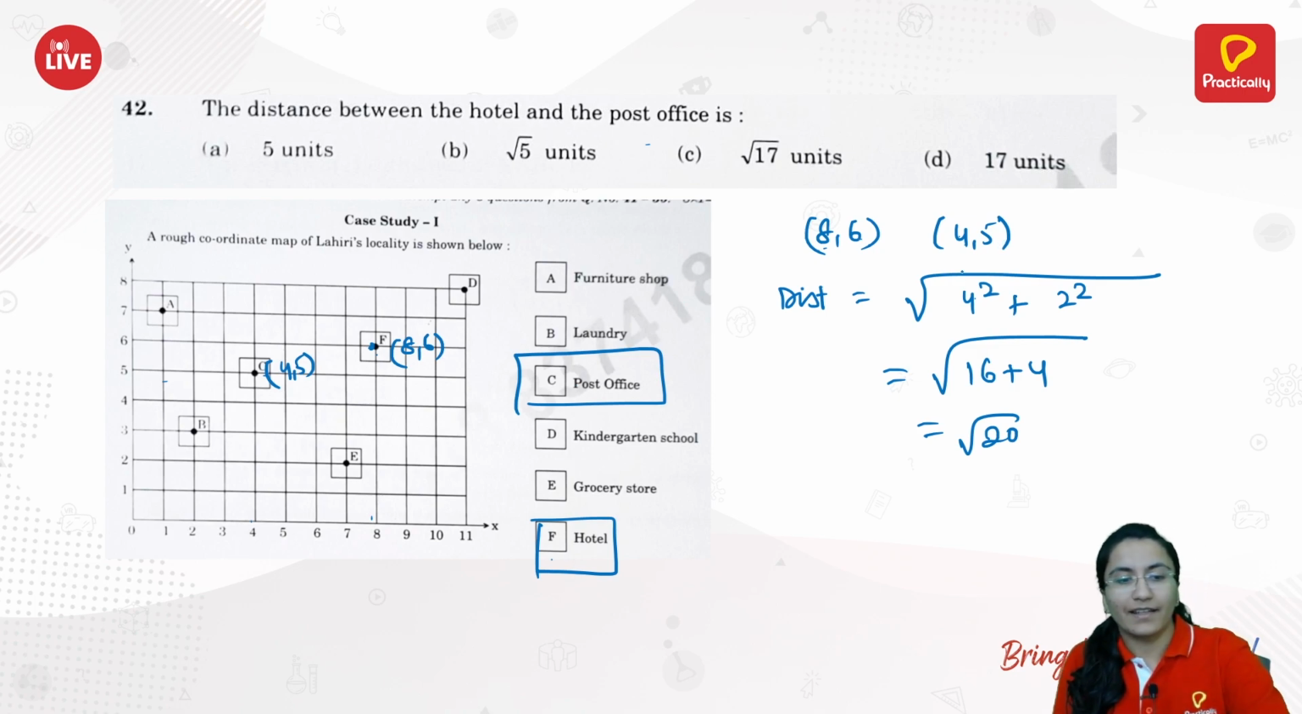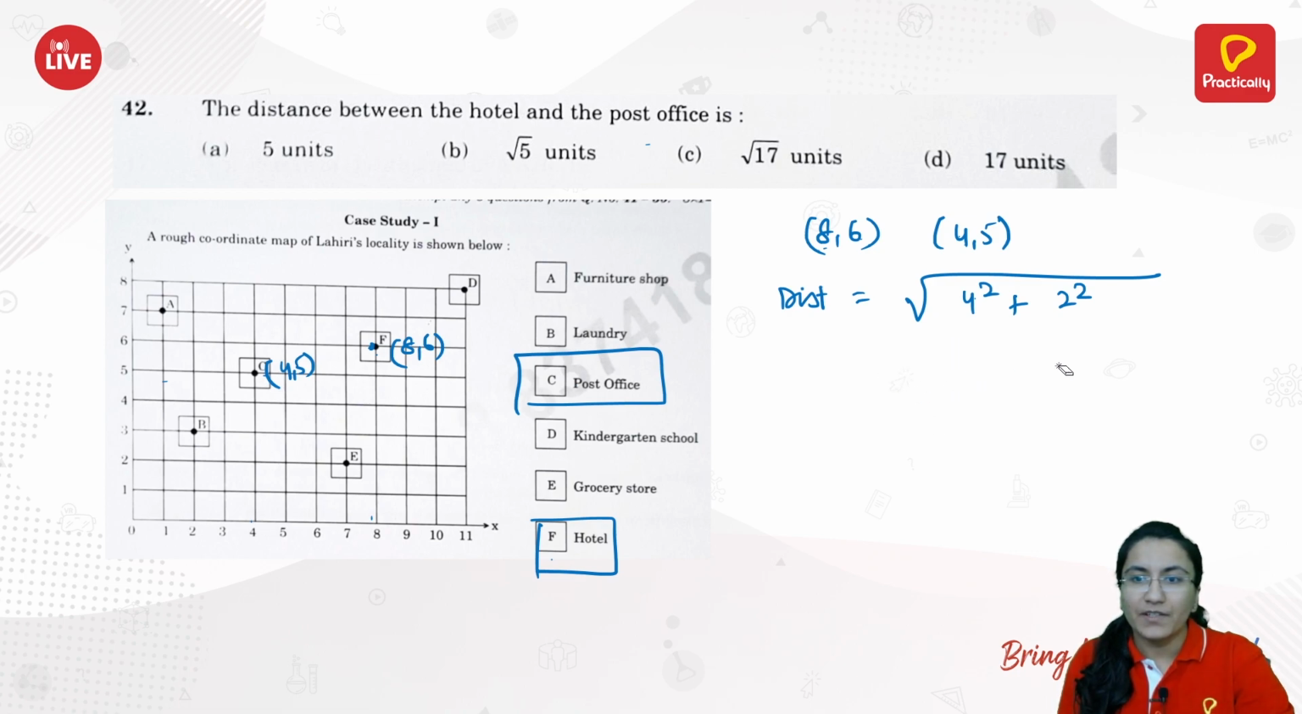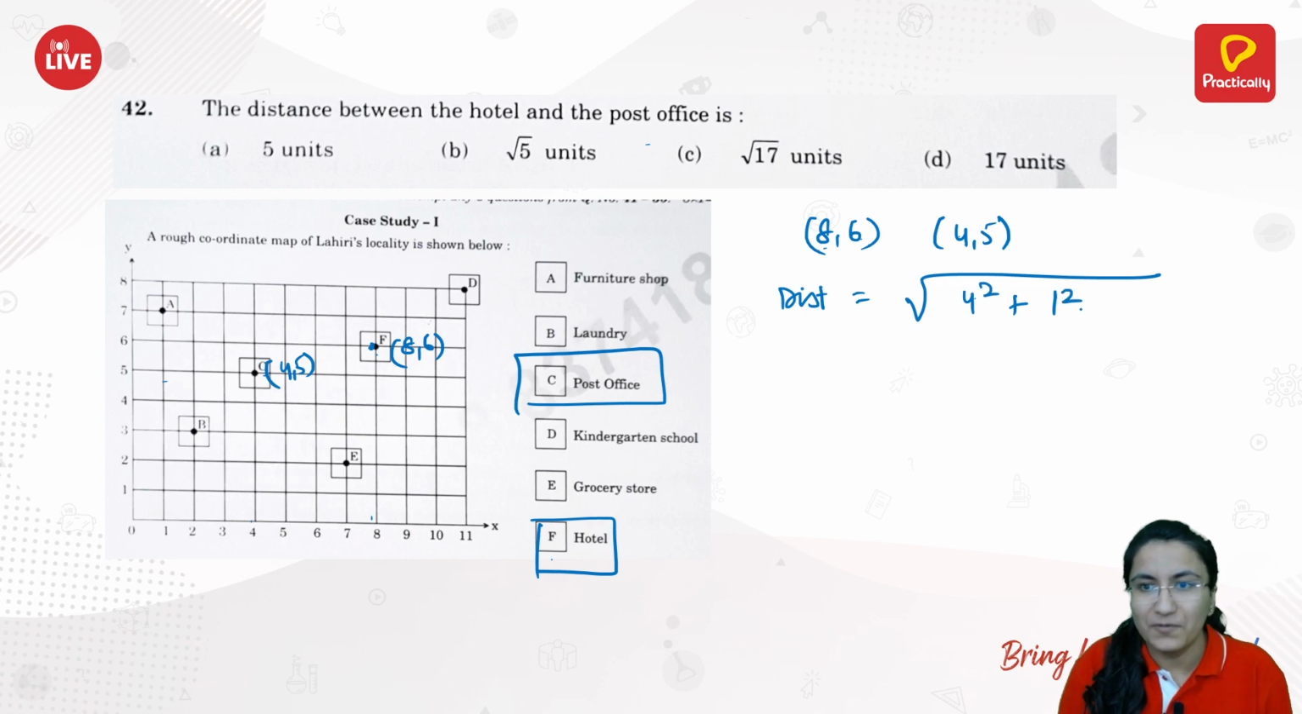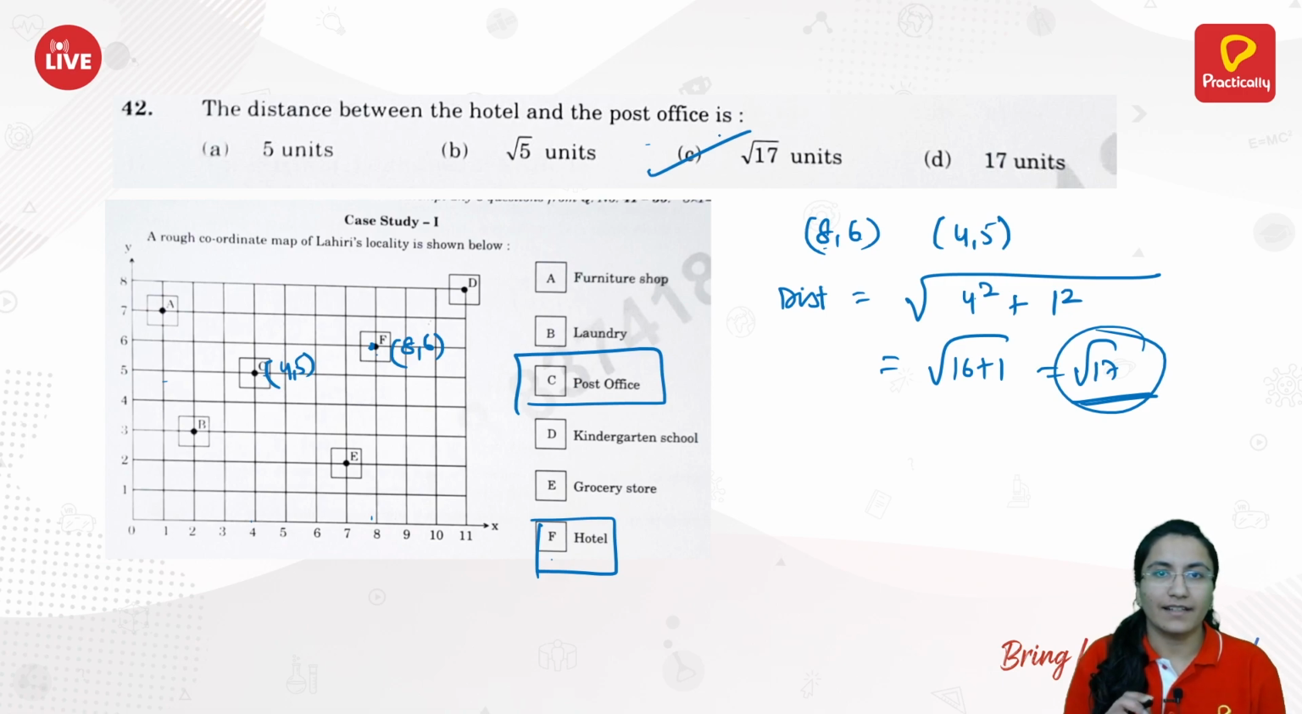Yeah, I did, like there is no option matching. That's why I just checked. Okay, so you have over here 1 square. I had written it incorrectly. So 1 square is over here. So it is 4 square, 16 plus 1. This is under root of 17. Right. So under root of 17 units is the correct answer.